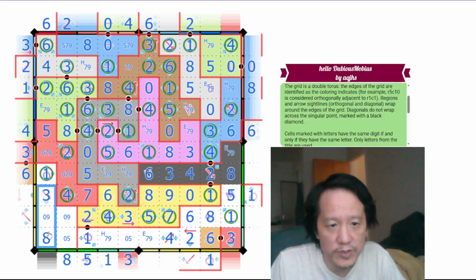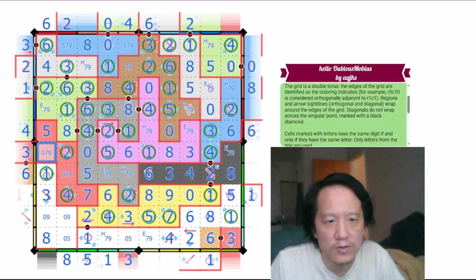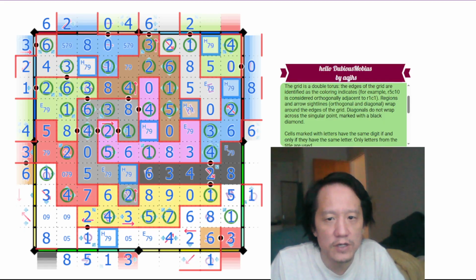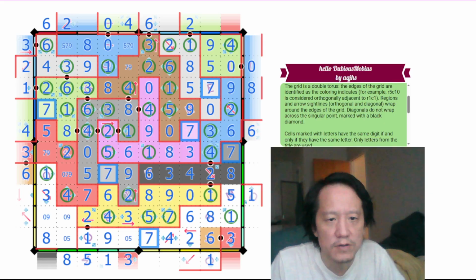So these 3 must be the same region, and then it's done. There's a boundary. So this is not dark. Hold up. Right, so this can't be 0. That means this is 7. So all the H's are 9, and all the E's are 7.